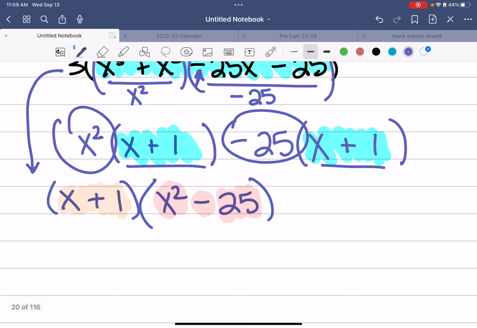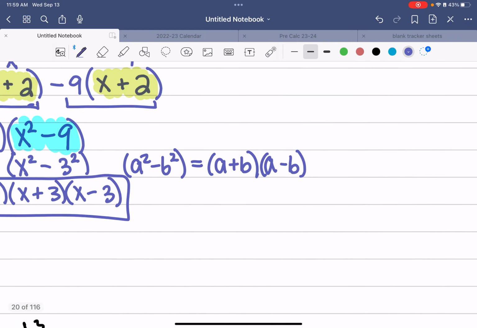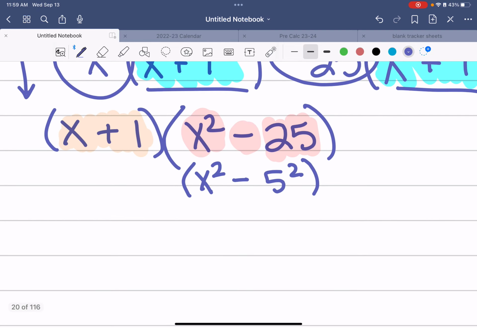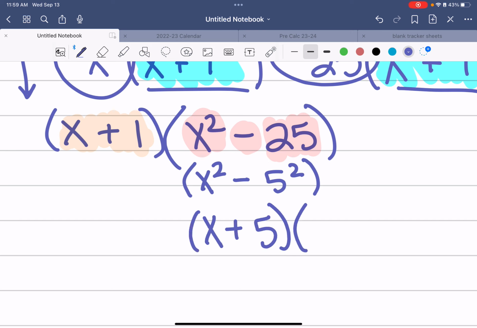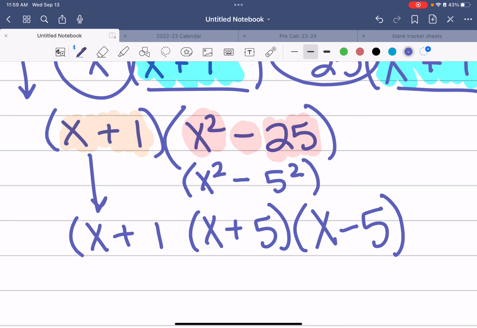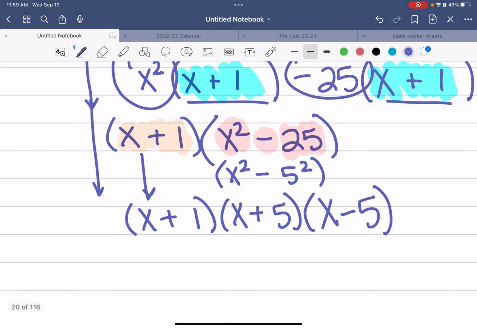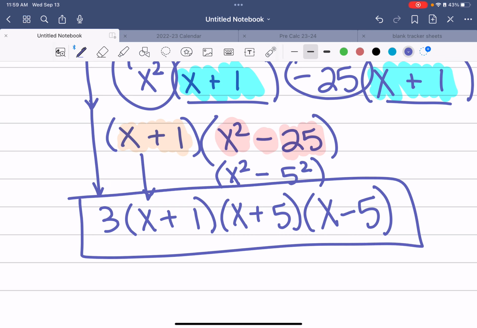I'm just going to rewrite it so all my terms are squared. So x squared, and then instead of 25, I can put 5 squared. Now this is a squared minus b squared, just like the last question, and it can be rewritten, our format is right here, as a plus b times a minus b. So x plus 5 times x minus 5. And then don't forget to bring down the factors that we already have worked with that couldn't be simplified. And then our GCF from the very beginning was 3. And this is our answer. These 4 terms. Or sorry, 4 factors, I apologize.